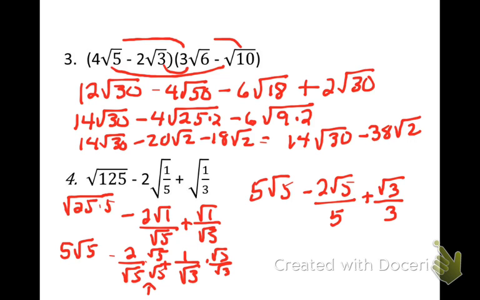Now these first two terms both have the square root of 5 with them, so I'm going to simplify them. So again, you can think of what's 5 minus 2/5, or you can think of 5 as 25/5. 25 minus 2 would be 23. So it's 23 times the square root of 5 all over 5 plus 3 times the square root of 3. And that would be it.